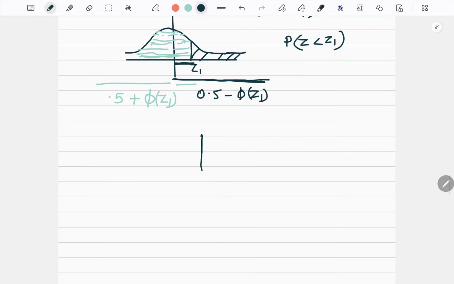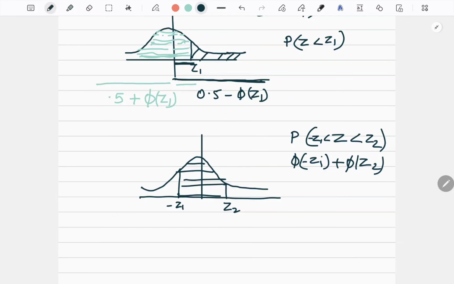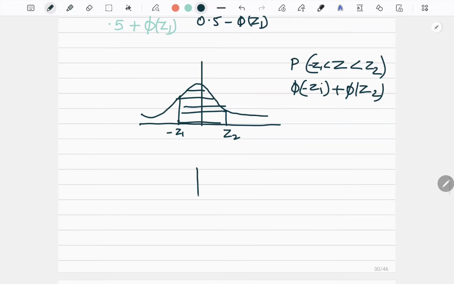Now suppose you have this category. Suppose this is minus z1 and this is z2. If I ask you, find the probability of z between minus z1 and z2, which area am I talking about? I am talking about this area. So this will become phi of minus z1 plus phi of z2. Correct?